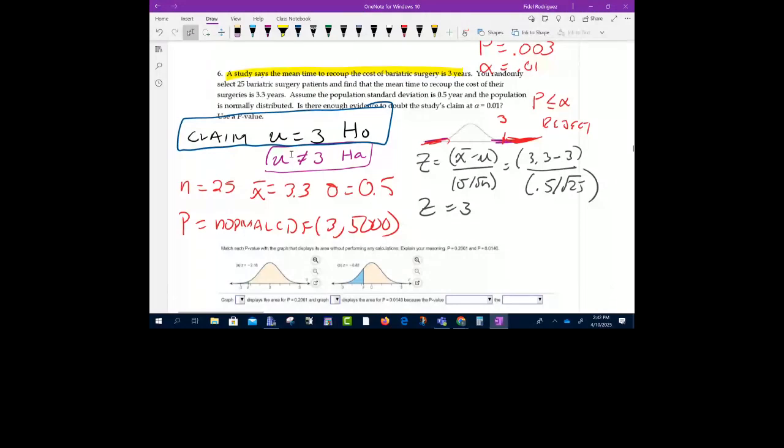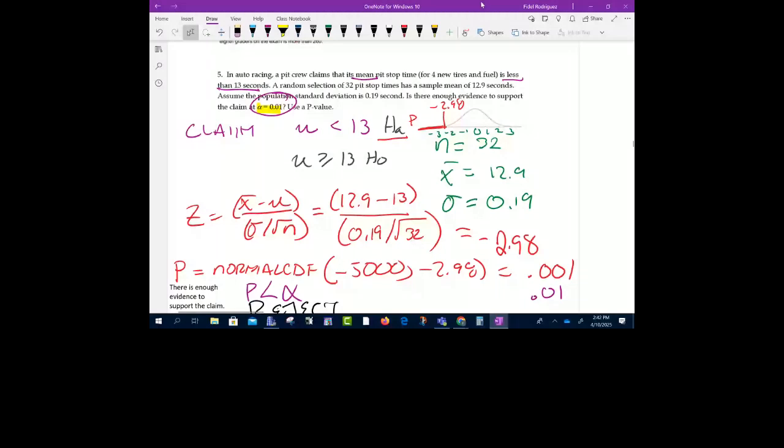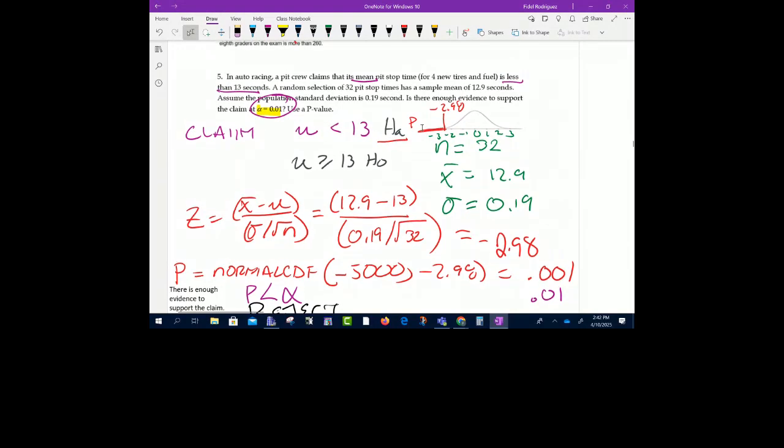I thought it was the H-naught. It was telling me that it was equal to, and that's why it was a two-tailed test. Well, think about it this way. Remember when we did the problem before? Not that it was the claim, but the H-a tells me, do I have a left or right tail test? Look at my H-a. See how it's pointing to the left? That's a left tail test, right?